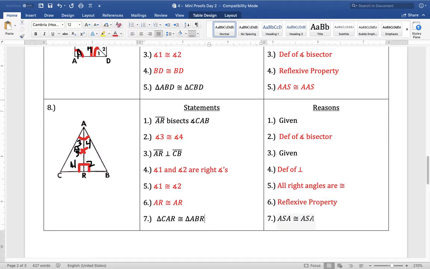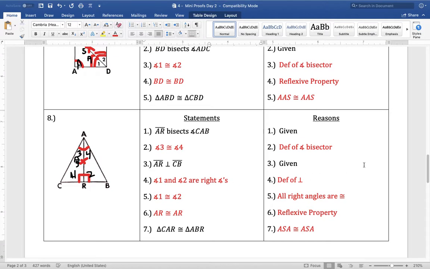That's our reflexive property. And then finally, we have that the triangles are congruent by angle, side, angle. And this one, we have the angle followed by the side and followed by the angle, and that is the order they go in. So I'm not sure what you thought about these. I hope they were okay.